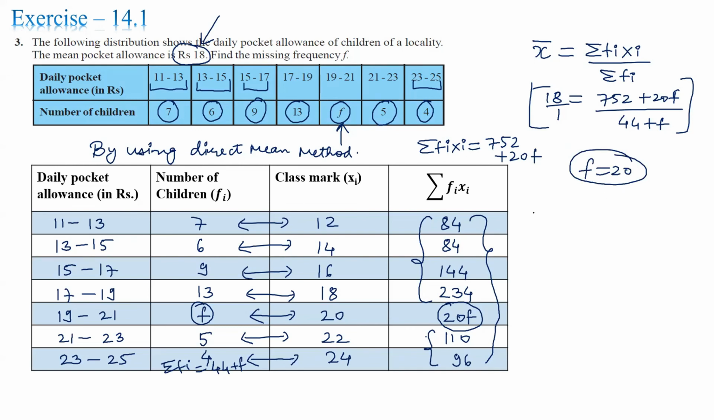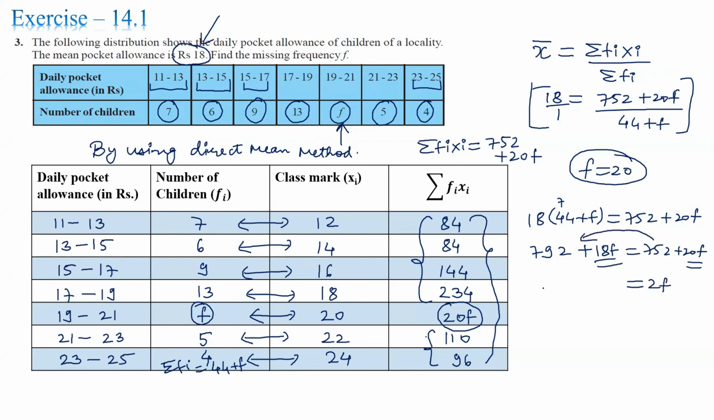What you will do, 18 in bracket 44 plus f, which is equal to 752 plus 20f. So 18 into 44, how much it comes? 44 into 18. 18 4s are 72, 7 carry, 18 4s are 72, 792 it will come. Okay. Plus 18f, which is equal to 752 plus 20f. Bring all the f terms on one side. So it will be 20f minus 18f, that is 2f. We will shift this 752 to the LHS. 792 minus 752, it comes 40. So f will come equal to 20. So the value of this f is 20.